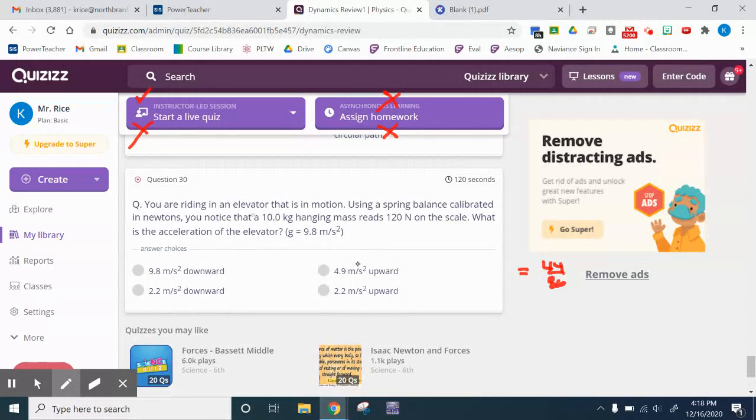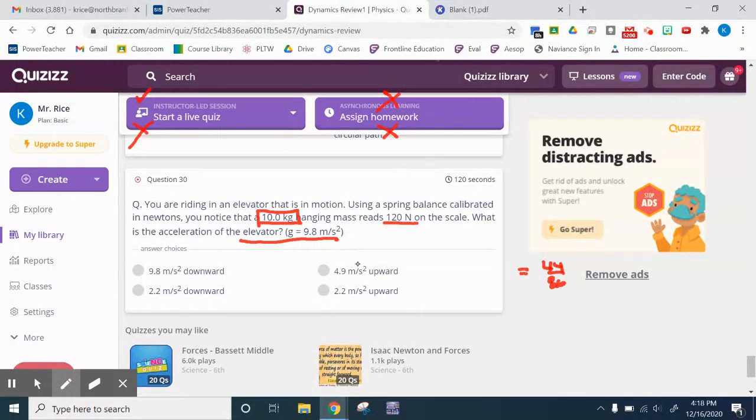So, all right. And then finally, you're riding an elevator that is in motion. Using a spring balance calibrated in newtons, you notice that a 10 kilogram hanging mass reads 120 newtons on the scale. I feel like we had a homework problem with these numbers. What is the acceleration of the elevator? We're going to assume g is 9.8 in this case. And we're going to do the math. Let's go figure it out.